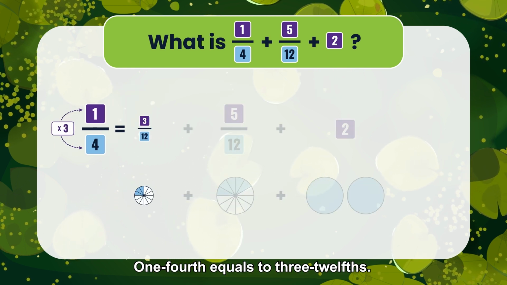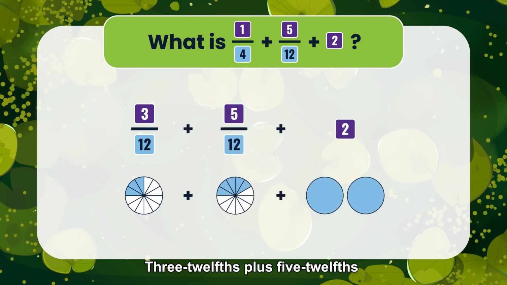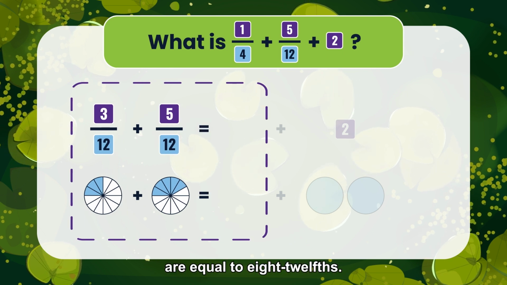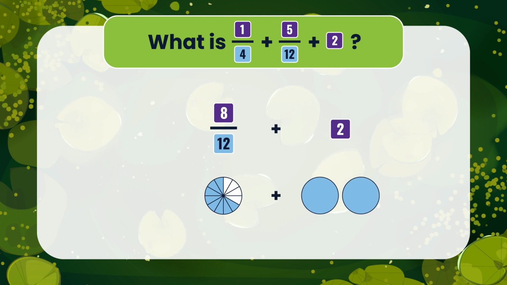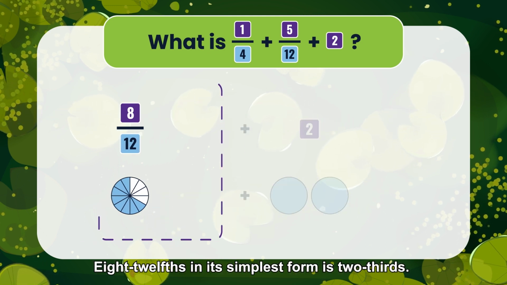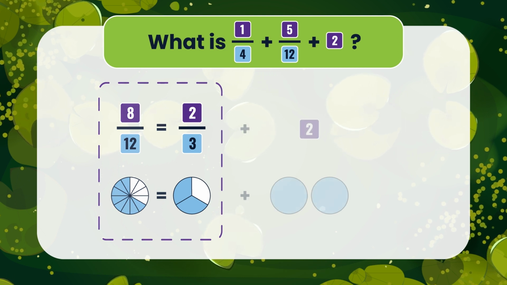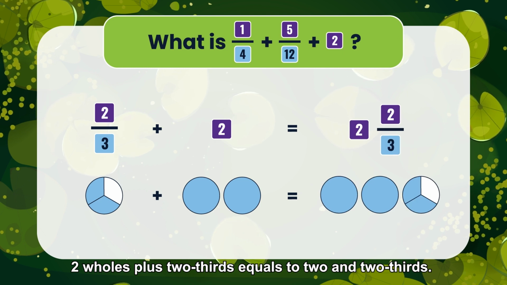1/4 equals 3/12. 3/12 plus 5/12 equals 8/12. 8/12 in its simplest form is 2/3. 2 wholes plus 2/3 equals 2 and 2/3.